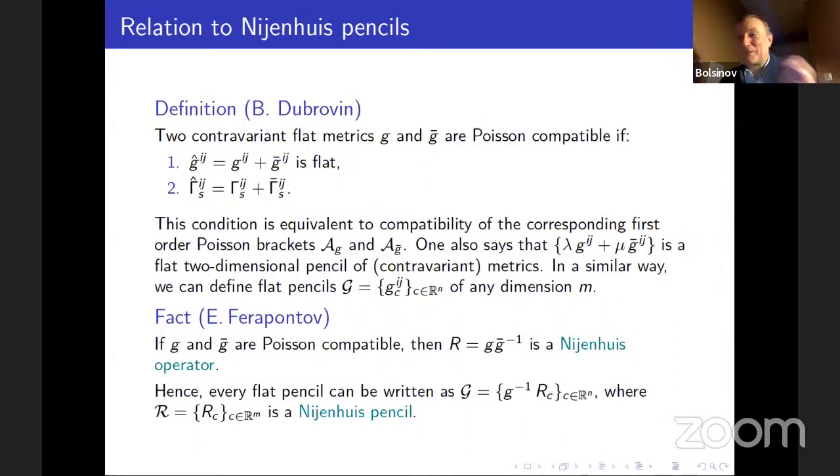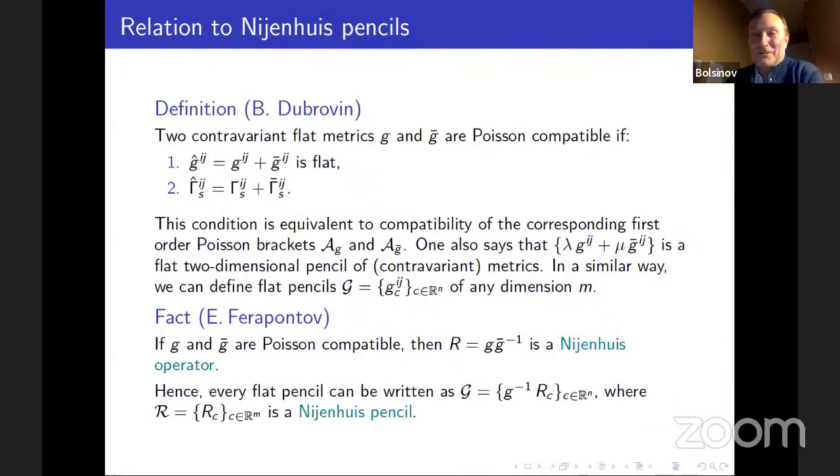So once again, what is my message? My message is that if you want to study compatible Poisson brackets of this type, that's a very special type, of course, you need to study the pencils of flat metrics. But pencils of flat metrics are related to Nijenhuis pencils. So this is just one particular metric plus a Nijenhuis pencil.